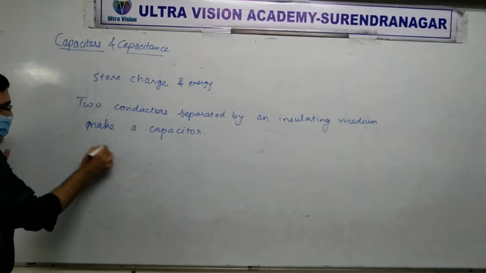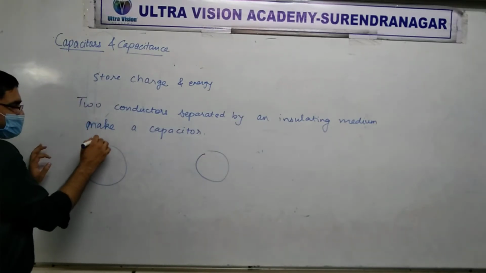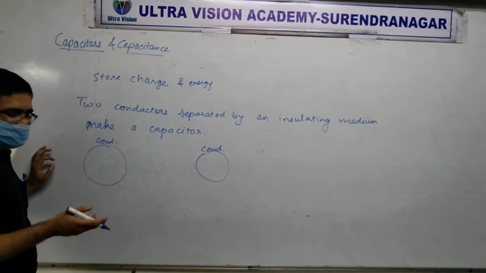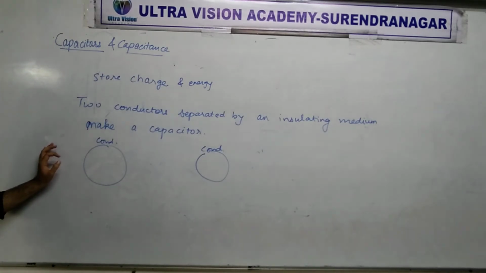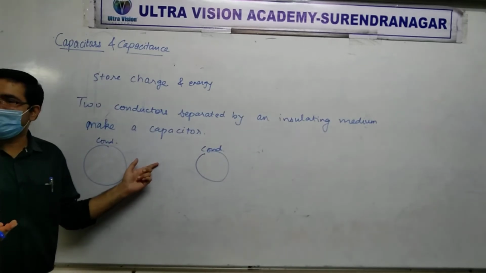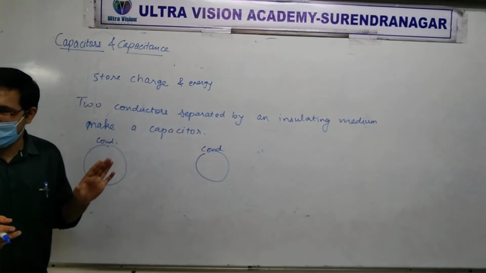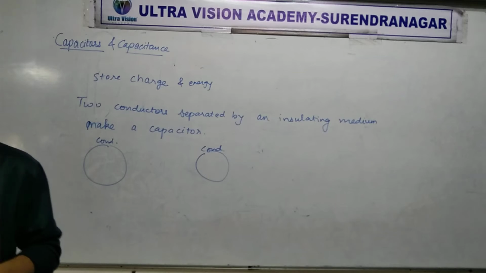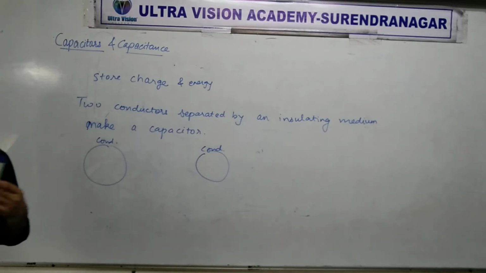For example, let's say there is one sphere and here is another sphere, and let's say these are conducting metal spheres, and there is air between them. Then this is a capacitor. Two conductors separated by an insulating medium, that's called a capacitor. Understood? Easy definition. Shapes can be different. It's not necessary that it has to be a sphere. The shapes may be different.